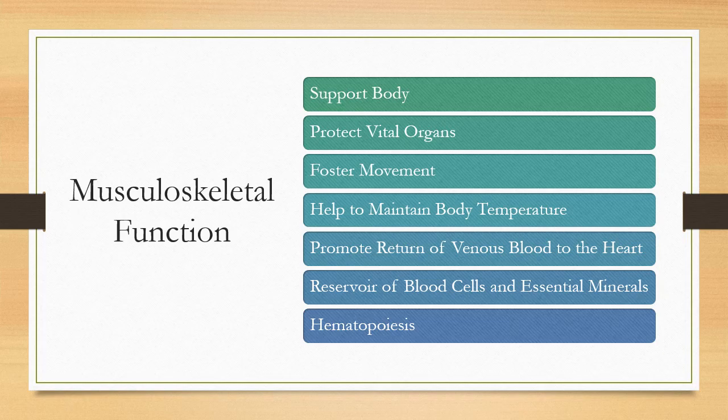Reservoir of blood cells. So we have a huge reservoir of blood cells within our bone marrow, right? In fact, our circulating cells in the blood are made in the bone marrow. So your red blood cells, your white blood cells, your platelets are all made within the bone marrow. Okay, and I mentioned the reservoir for essential minerals such as calcium and phosphate. Okay, and we'll get into that a bit more.